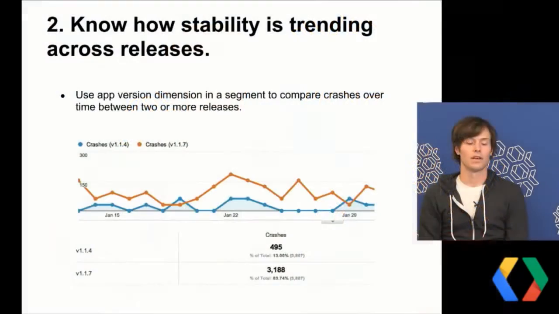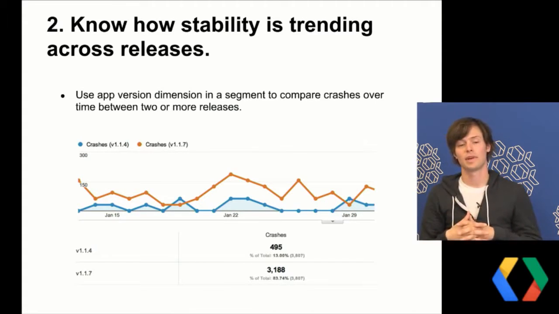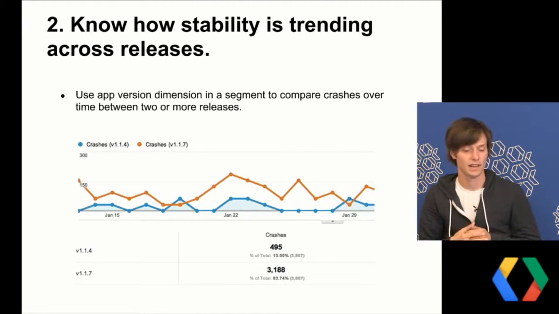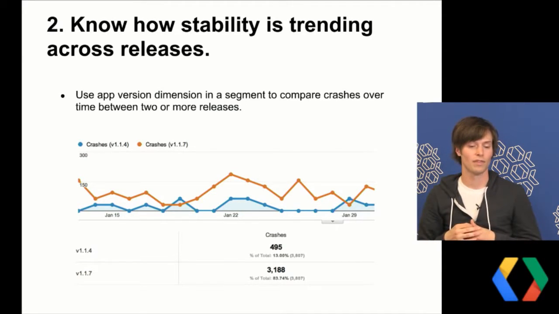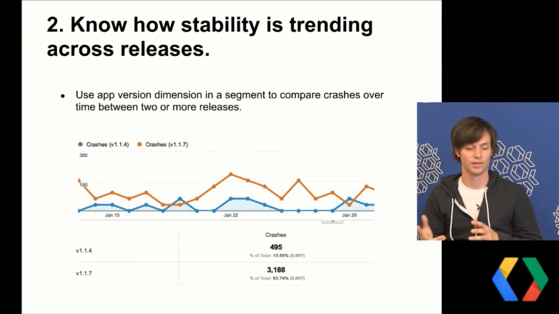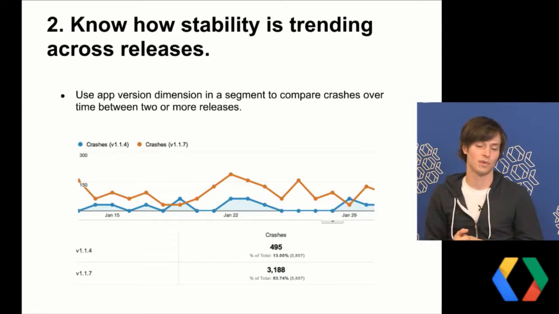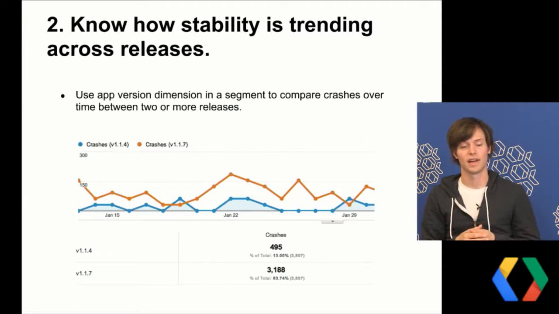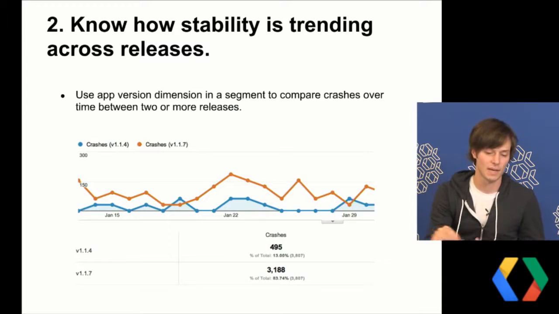And one last thing you can do with this that I think is pretty cool. You can take the app version dimension and use it in a custom segment so that you can compare crashes over time between two or more releases. So in this example, what I've done here, I've created a segment, actually 2 segments. They both use the app version field name, and then the values of those fields are going to be the releases that I'm interested in. So I have a segment for version 114 and version 117. I've applied them both to the crashes and exceptions report. And then I can see over time in this nice graph what the trends are for each version.